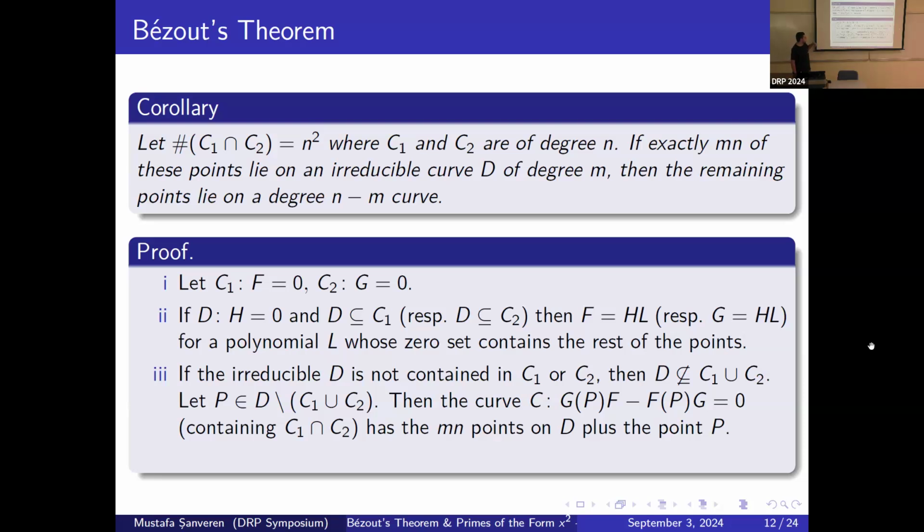Here's the proof. We have two curves, one defined by F and the other defined by G, and we have an irreducible curve D, which is defined by H. If D is a component of C1, then we can write F as HL, and L contains the rest of the points. And if D is not a component of C1 and C2, we have a point P which is on D but not on C1 and C2. Then we have this curve, defined by this equation. And we have mn points from D, plus the point P.